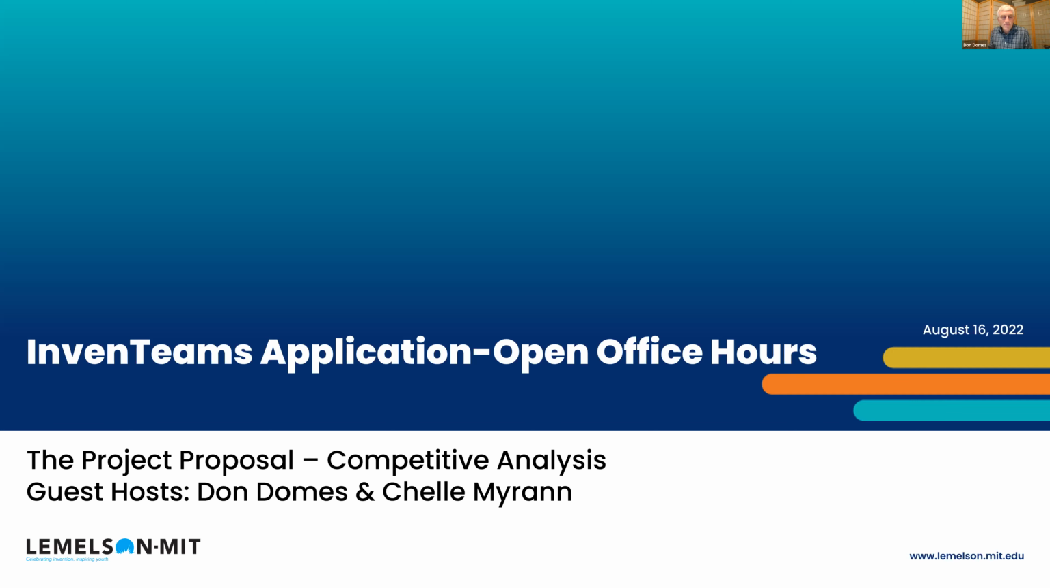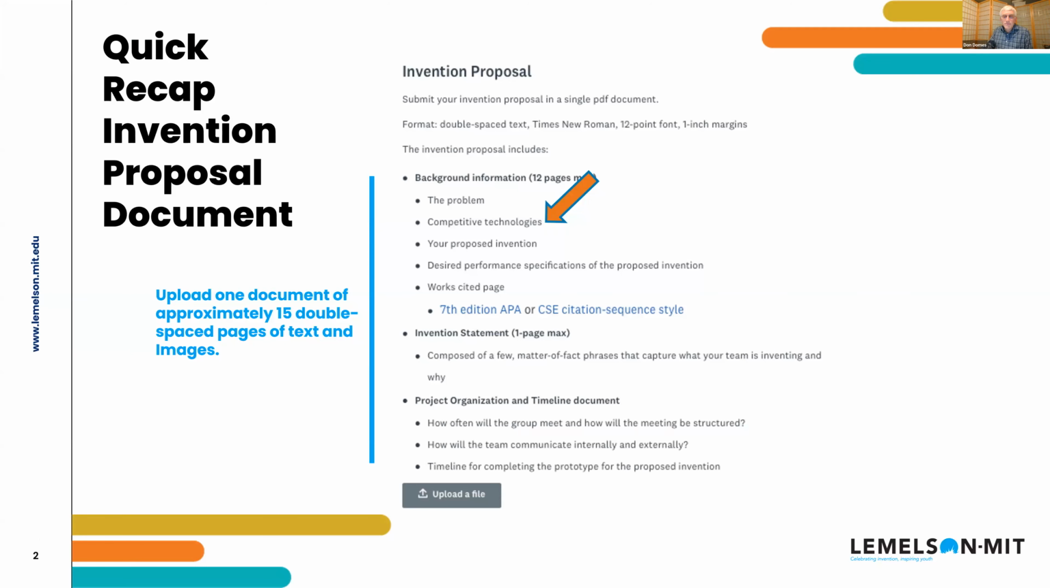Next slide. And we want to do a quick recap. Of course, your Invention proposal is going to be a single PDF document, double-spaced text, Times New Roman, 12-point font, 1-inch margins. And of course, it includes a variety of things, which we've gone over in the past. Today, we want to really talk about competitive technologies, and I have particular passion for this.